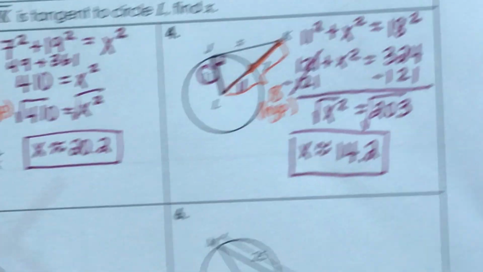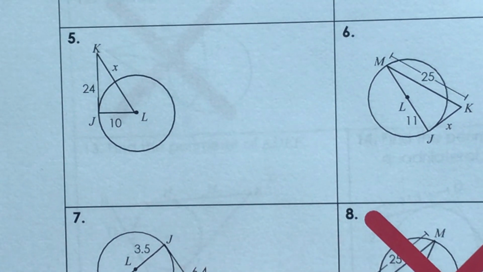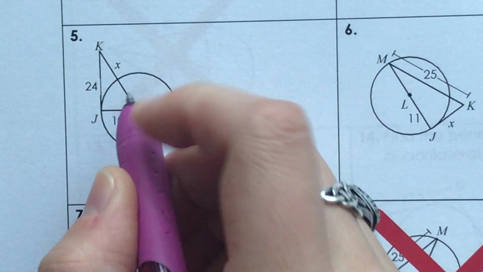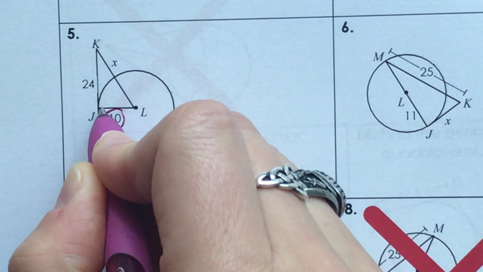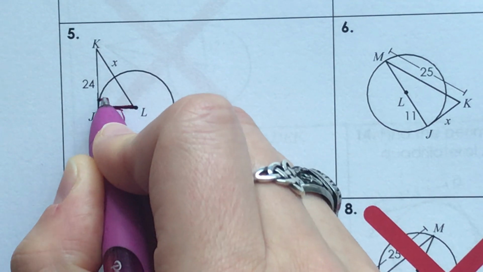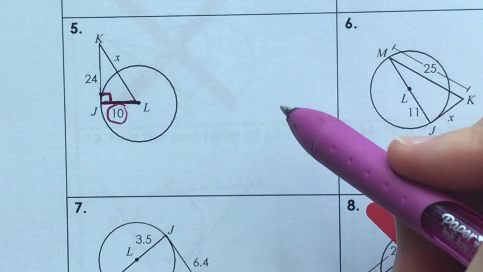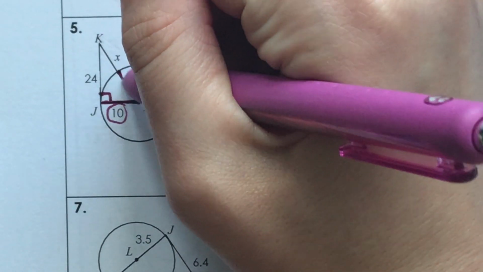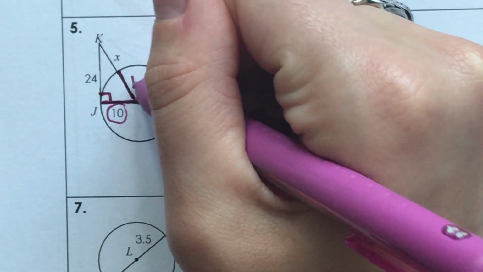A couple more like that one. Number 5. First thing I'm going to look for is my radius. So my radius goes from the center to the edge. That's the 10. So I see that this radius right here is 10. That means the 90 degree is here. I see another radius, which goes from L to this point right here. So I know that this piece also must be 10.